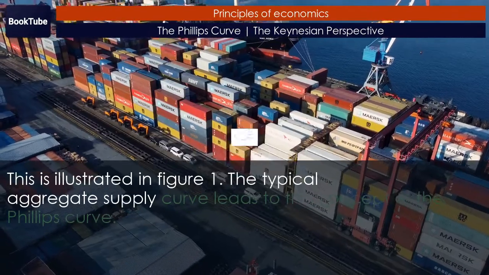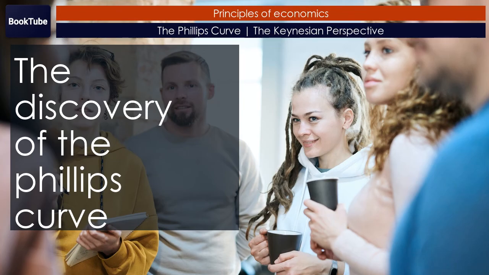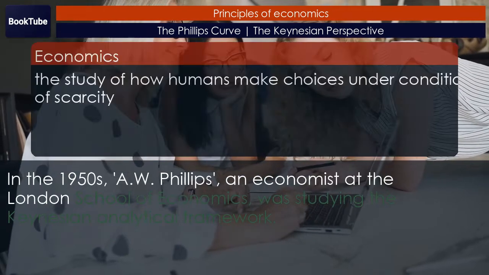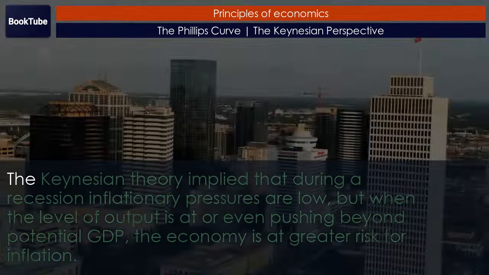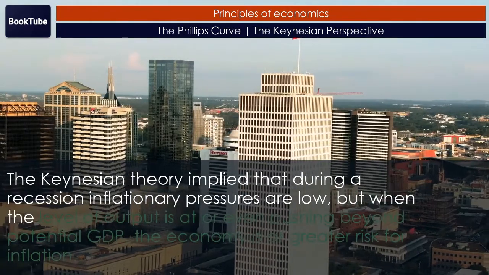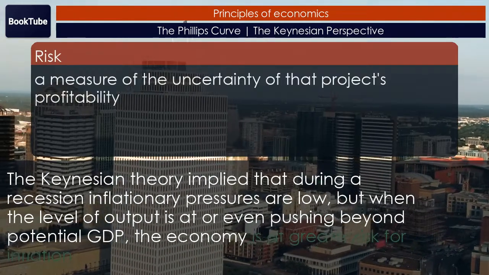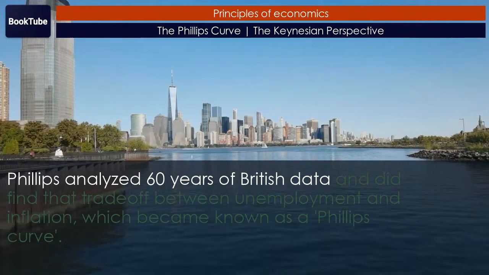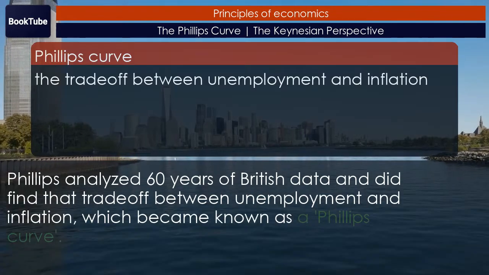The typical aggregate supply curve leads to the concept of the Phillips curve. The discovery of the Phillips curve in the 1950s: A. W. Phillips, an economist at the London School of Economics, was studying the Keynesian analytical framework. The Keynesian theory implied that during a recession inflationary pressures are low. But when the level of output is at or even pushing beyond potential GDP, the economy is at greater risk for inflation. Phillips analyzed 60 years of British data and did find a trade-off between unemployment and inflation, which became known as a Phillips curve.